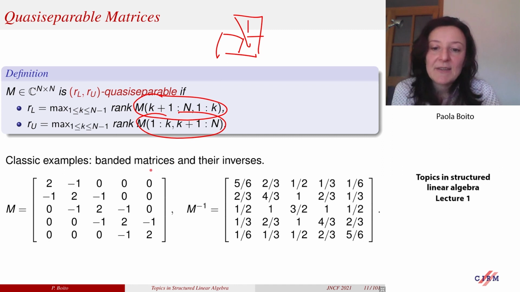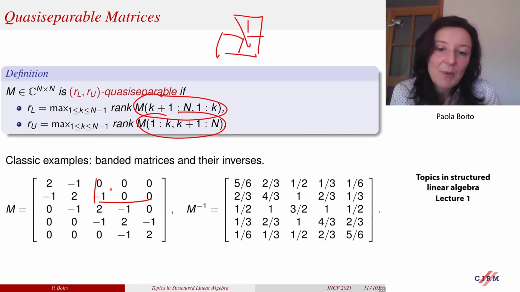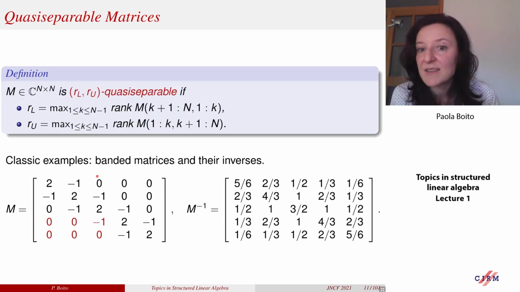So it's easy to see that all the off-diagonal blocks have rank 1, okay? Because of the sparsity, right? We only have one non-zero entry, okay? So this block in red, if we look at the lower triangular part, has clearly rank 1, and also this block in red has rank 1, and the same is true for the upper triangular part.